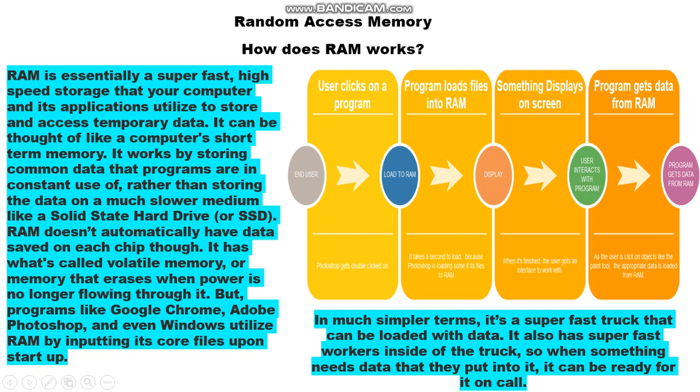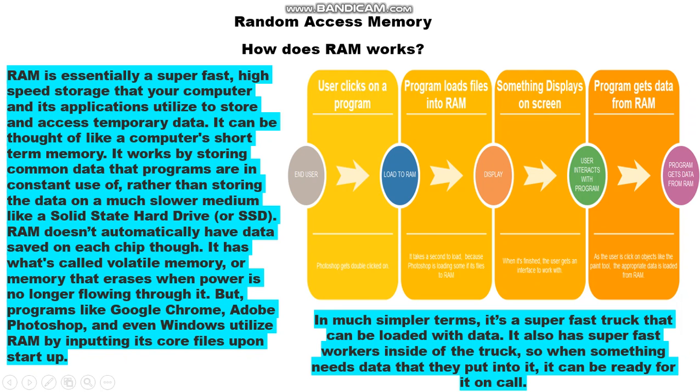So, here it is. The user clicks on a program. The program loads files into RAM. Something displays on screen. The program gets data from RAM. So, the end user clicks, it loads to RAM, goes to display, goes to the user, who interacts with the program, and then the program gets data from RAM.